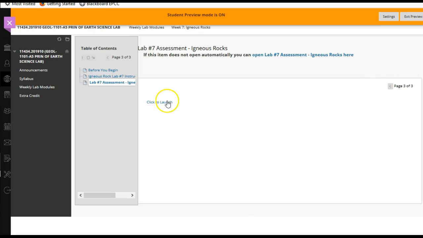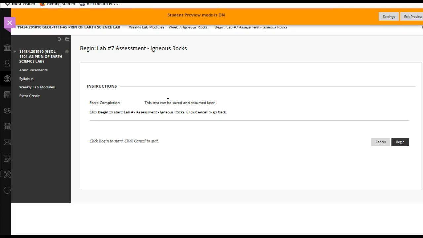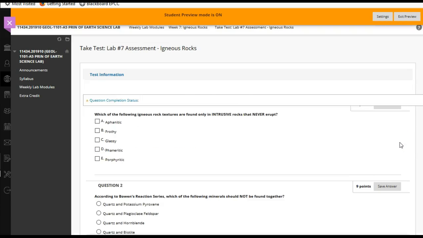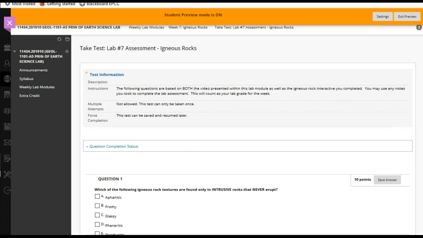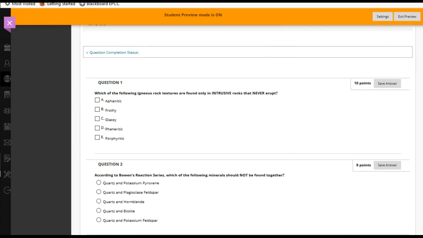Some of the characteristics that are going to be asked about igneous rocks are from the reading, some are from the video, and some are from the actual sample. So for example, I will go through here. Again, some of them are basic vocabulary. We just talked about these.